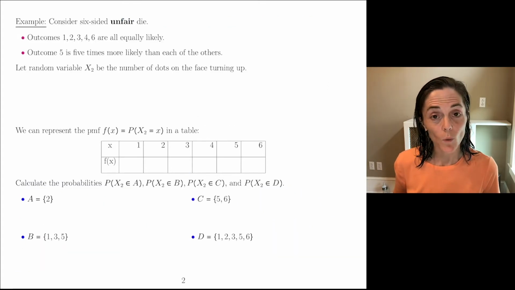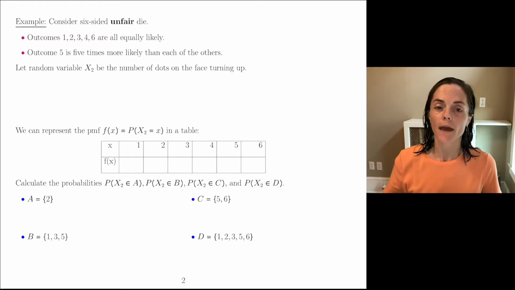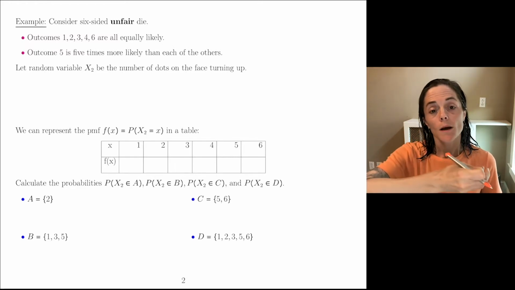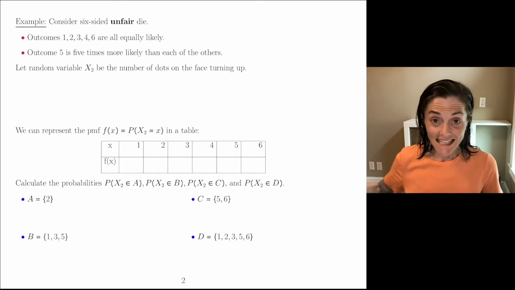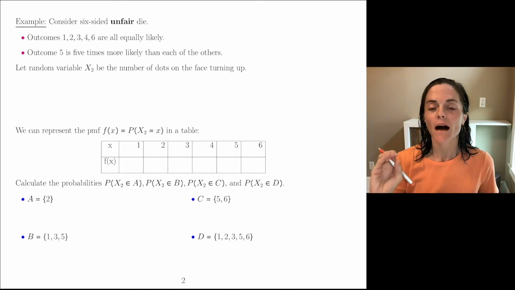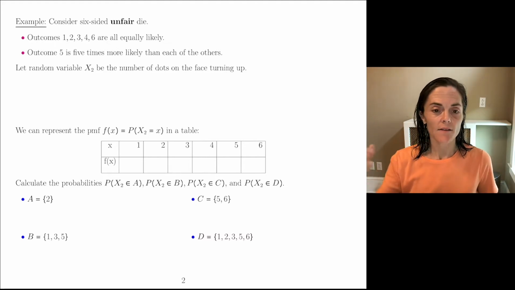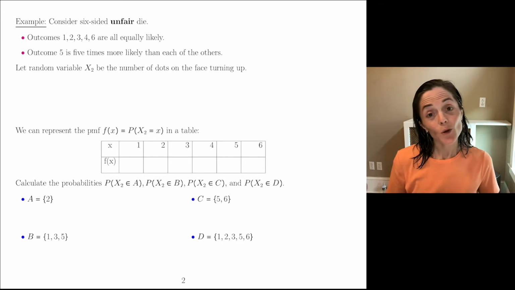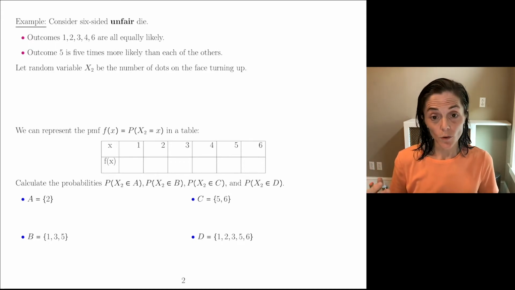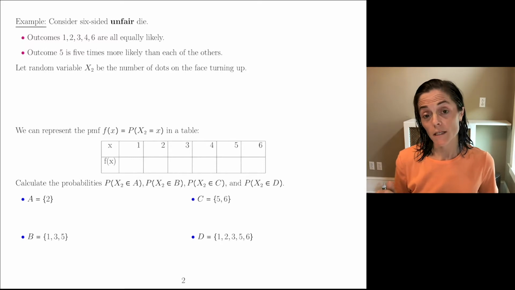Next example. Now I have a new die. It's still six-sided, but it's unfair. Outcomes 1 through 4 and 6 are all equally likely. However, outcome 5 is 5 times more likely than each of the others. So we have a new random variable x2, which is the number of dots on the face turning up when we throw this unfair die. Well, we can figure out the probability mass function here.